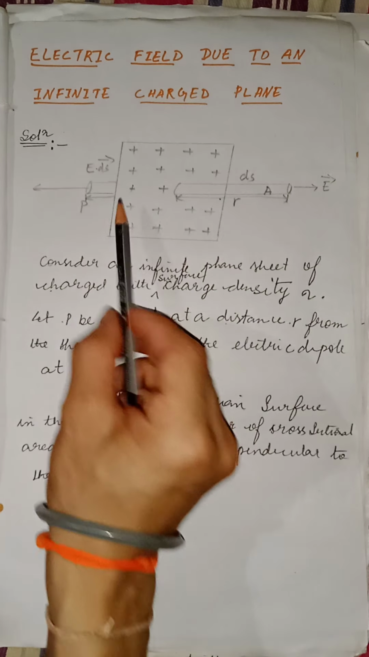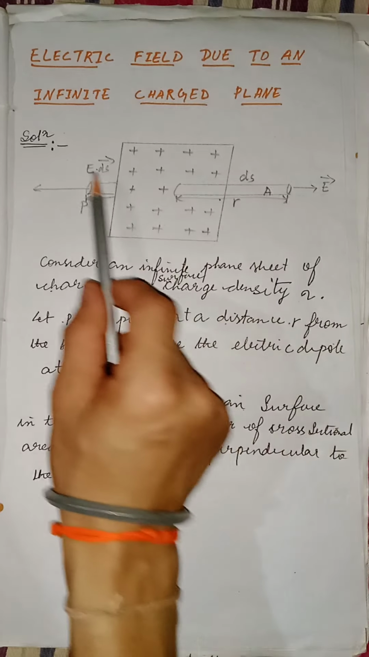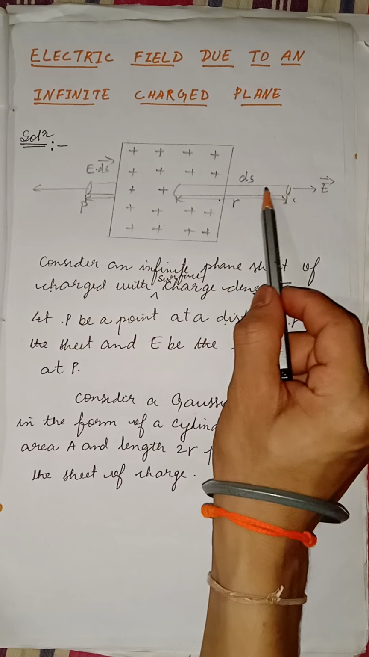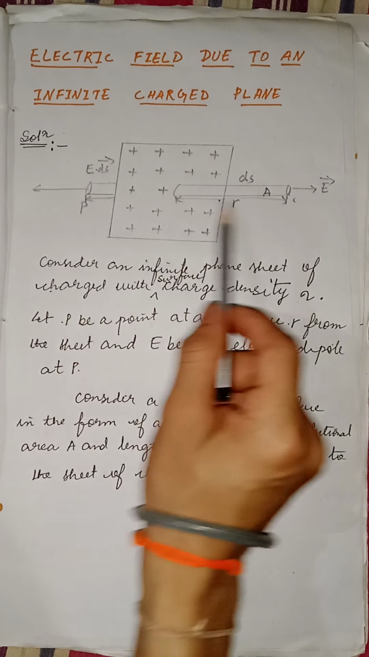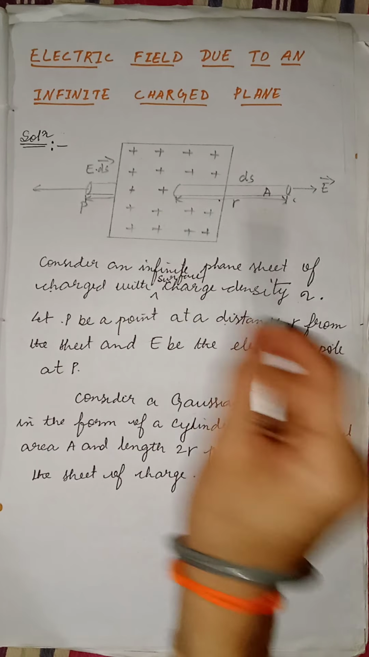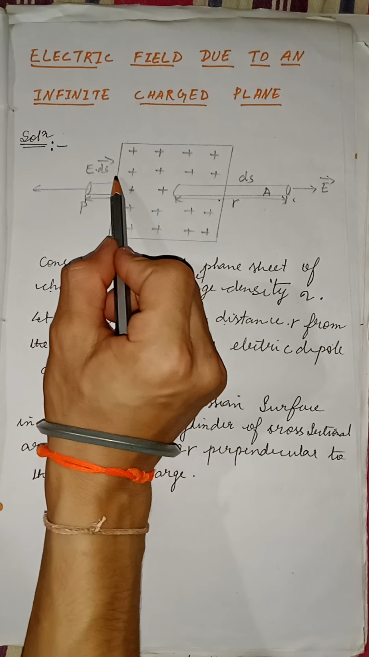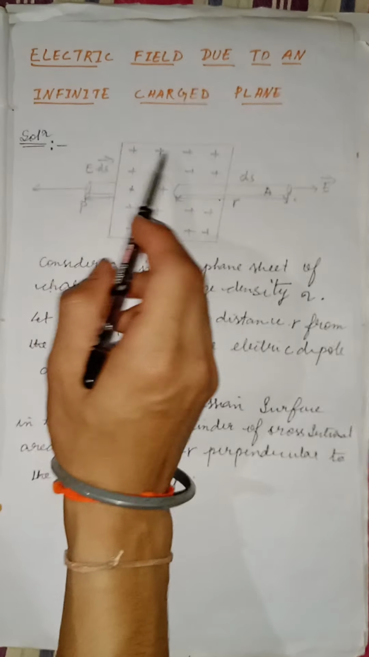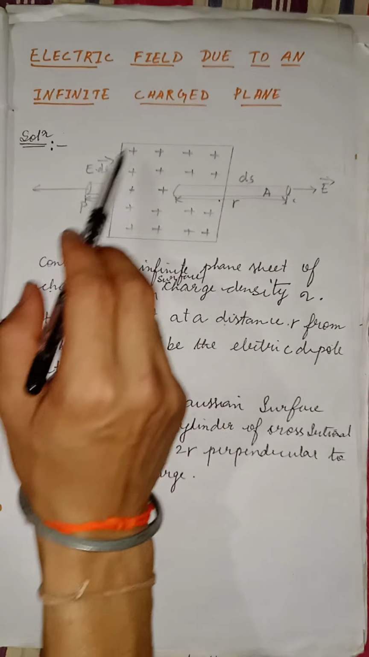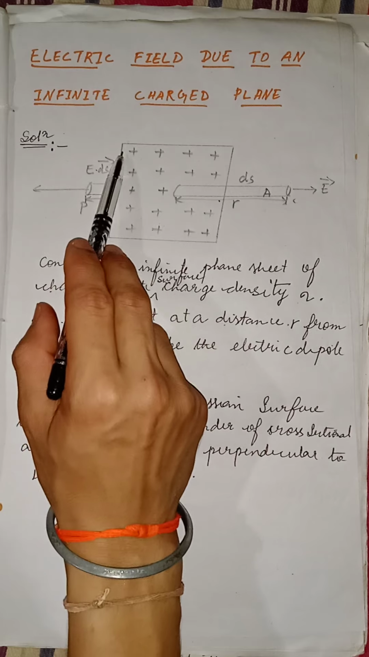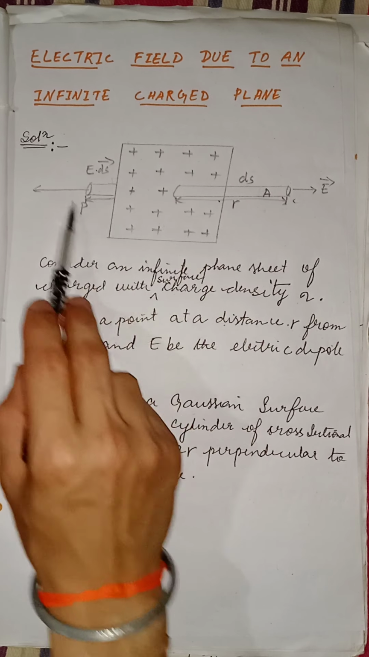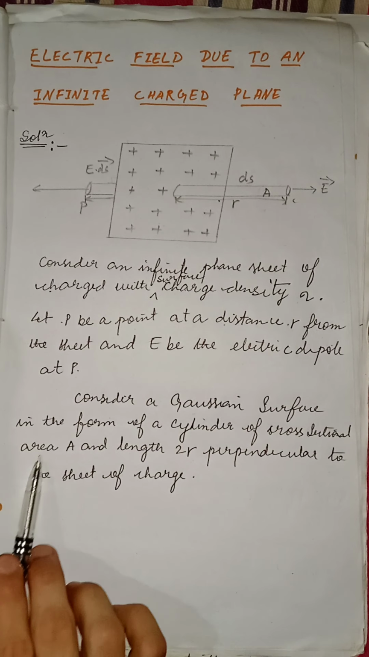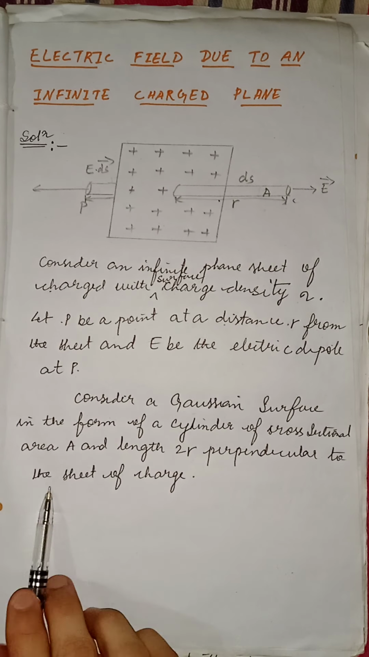We have considered a Gaussian surface in the form of a cylinder of cross sectional area A, and let the distance between them be twice r, perpendicular to the sheet of the plane. It is perpendicular to the plane sheet of charge. Since the plane sheet contains a charge, we have considered a perpendicular Gaussian surface in the form of a cylinder of cross sectional area A and length twice r perpendicular to the sheet of charge.